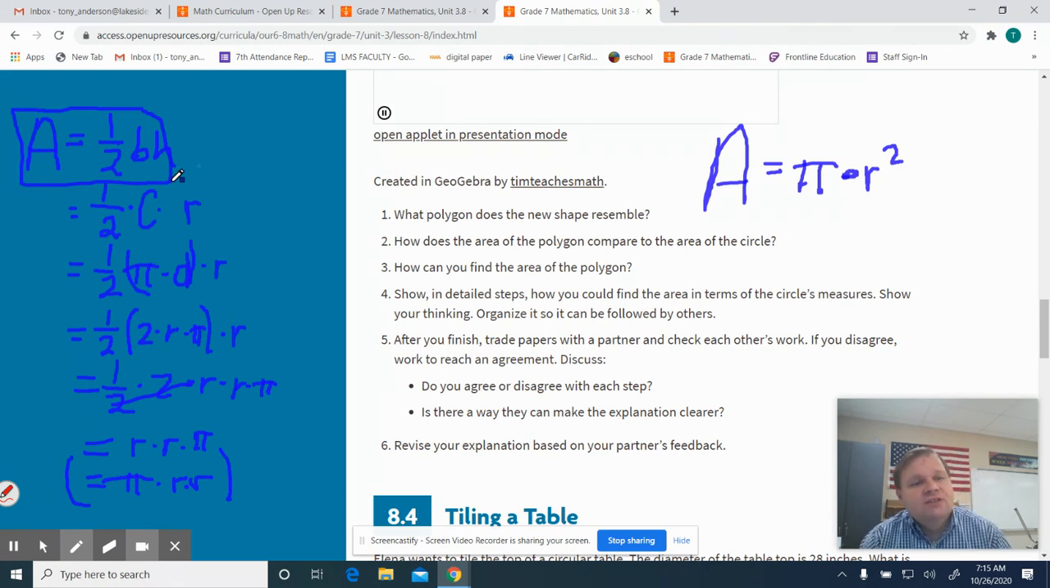So what we just did here is work through ways to rethink this formula to get the formula of a circle. And the formula for finding the area of a circle is pi times radius squared. That is something that you will need to remember.